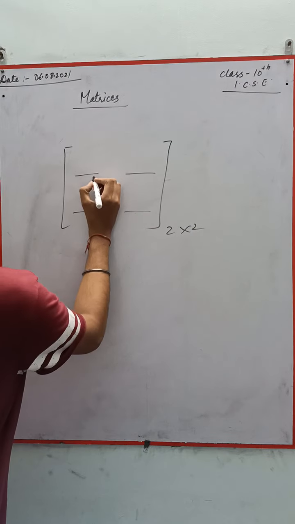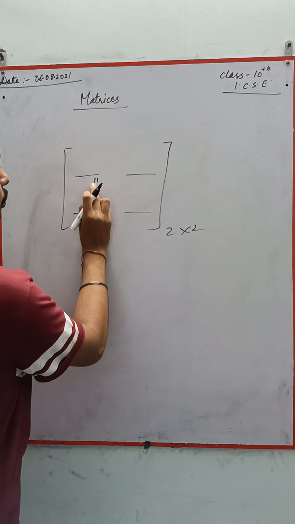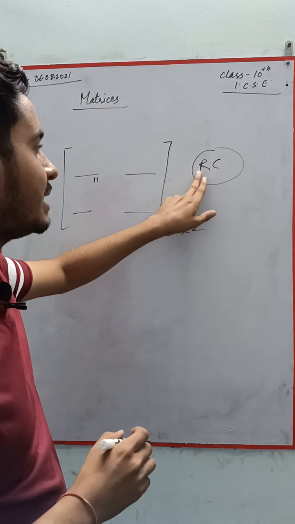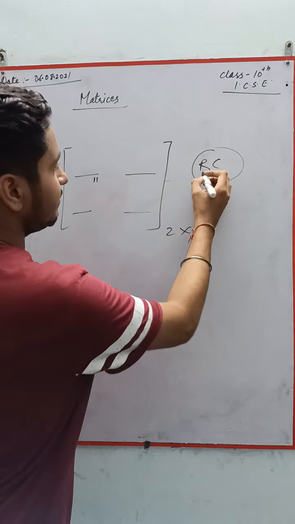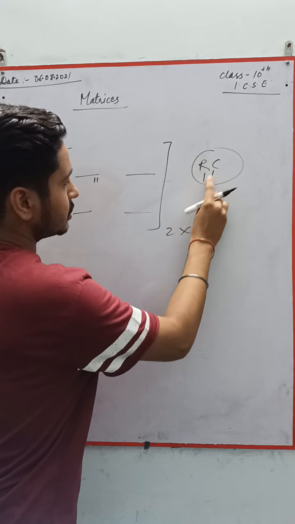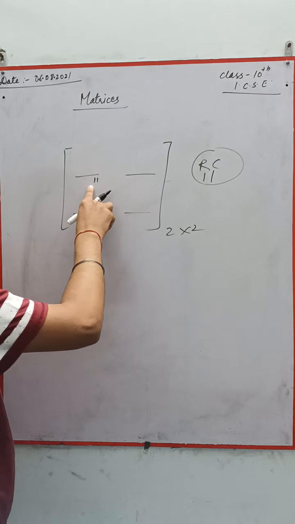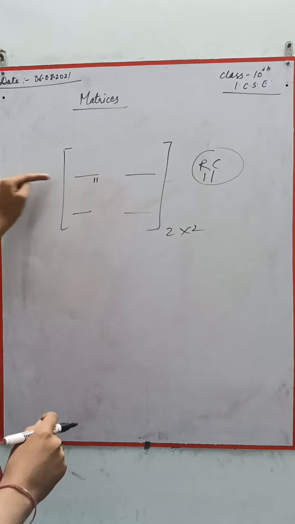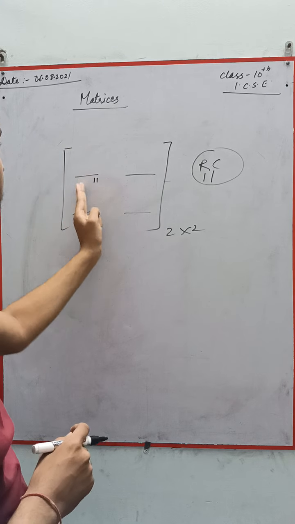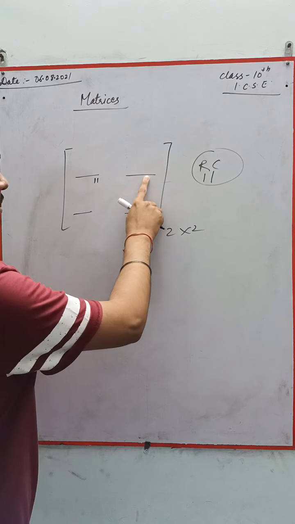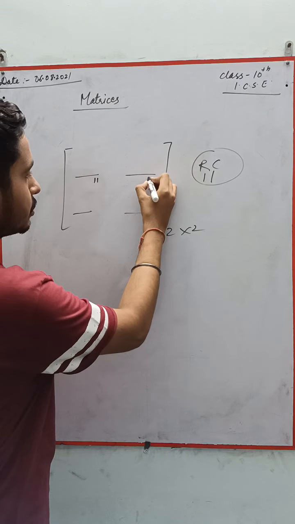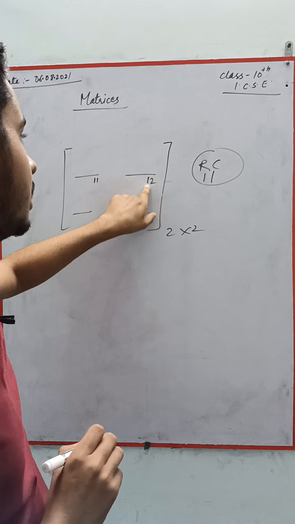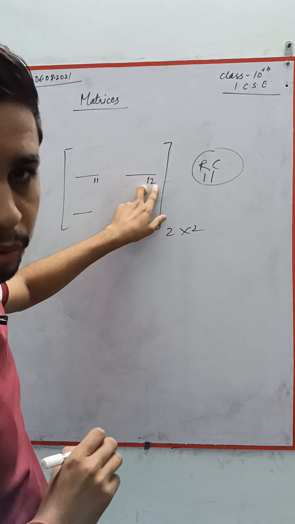How? See, I am naming this as 1 1. How 1 1? In the form of R, C. R is row and C is column. So if I am saying 1 1, that means first row and first column. Isn't this element placed on the 1 1 position, that is the first row and first column? Similarly, if I talk about this element, this is in the first row but the second column. So that is why I can position this element as 1 2.